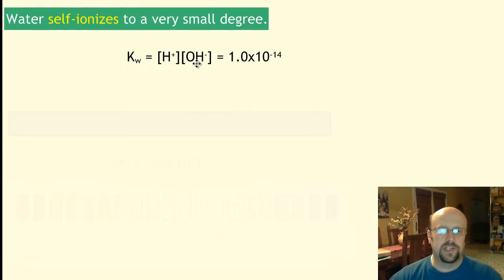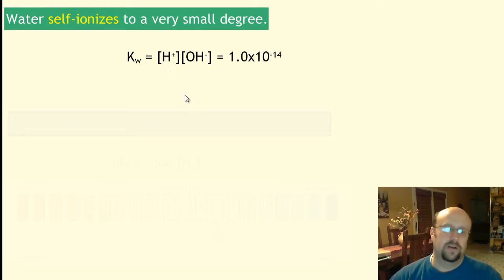But essentially, water is going to self-ionize, and that means that if you take its equilibrium constant for water, K is the equilibrium constant, W for water, the molarity of the hydrogen ions times the molarity of the hydroxide ions, and obviously if you put those two things together, they are going to equal 1 times 10 to the negative 14th. And so that means that in a neutral sample of water, my hydrogen ion concentration should be about 1 times 10 to the negative 7th.